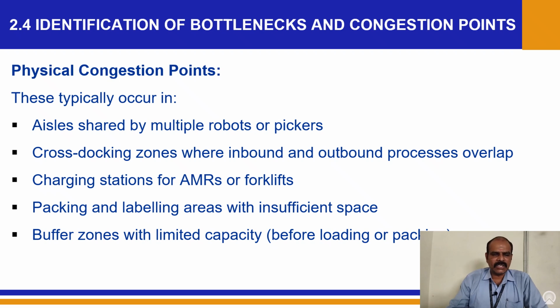So, physical congestion typically occurs in aisles shared by multiple robots or pickers. See, you have an aisle where only one robot can go in between. If you want two robots to go in, one should go in and complete the process, and then the other should come. Till then, this robot will be waiting outside. So that is one congestion point.